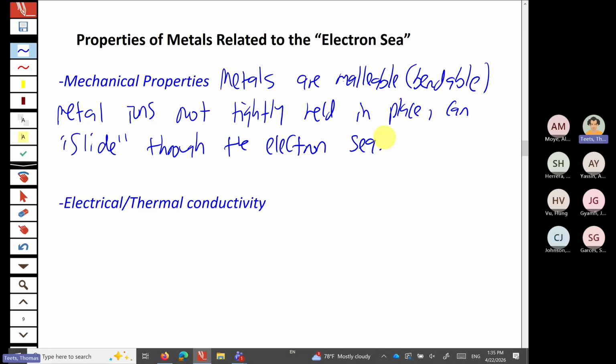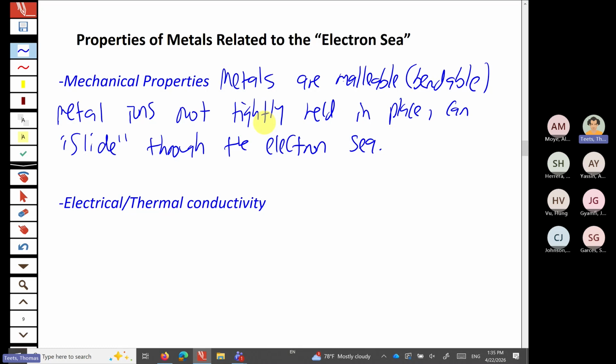And there's of course a limit to that. You can still break a paper clip, right? If you pull on it hard enough, it'll break. But you can bend it to some extent without completely disrupting those metallic bonds. And you can think of it as just the ions sliding through that electron sea and able to change their shape as a result.